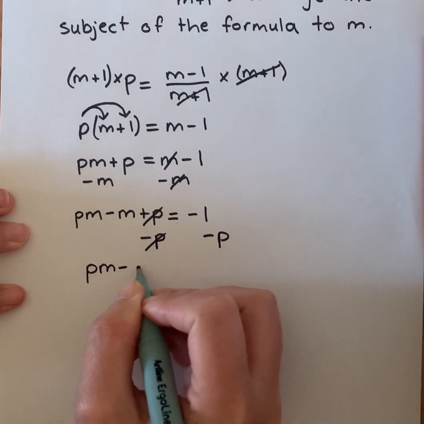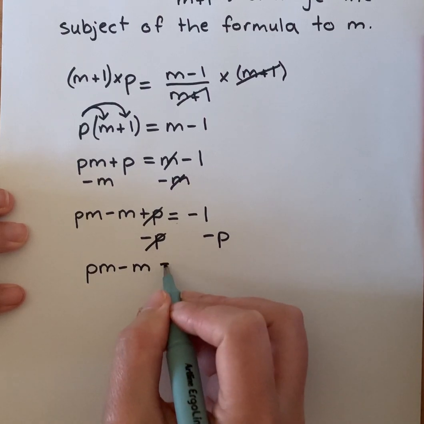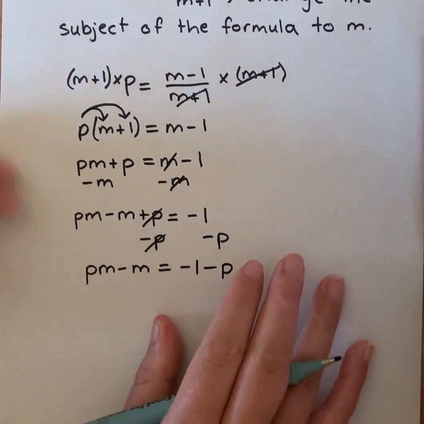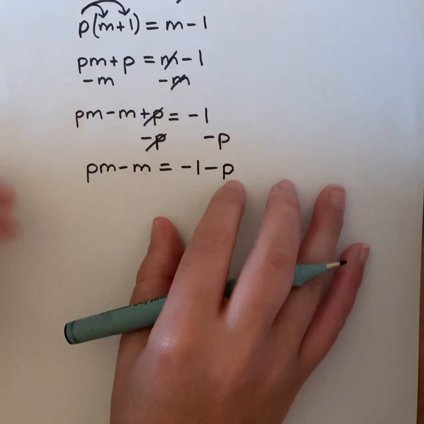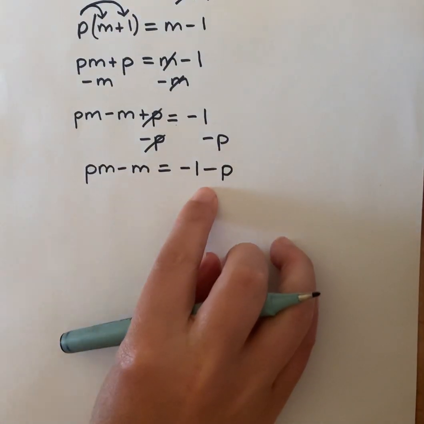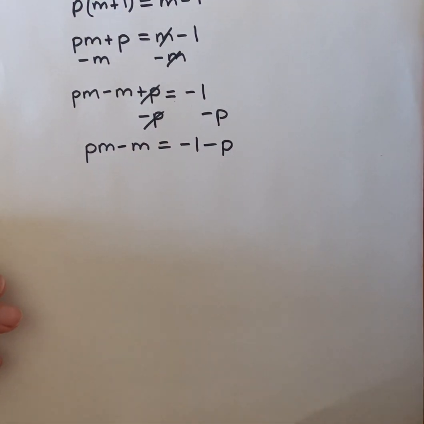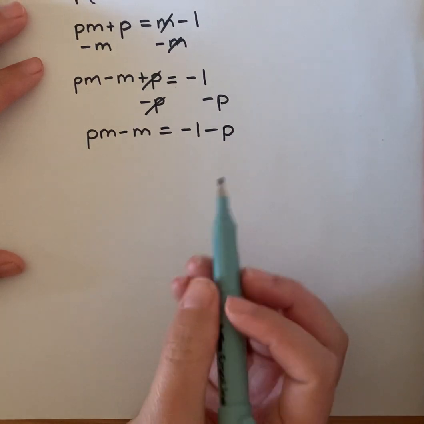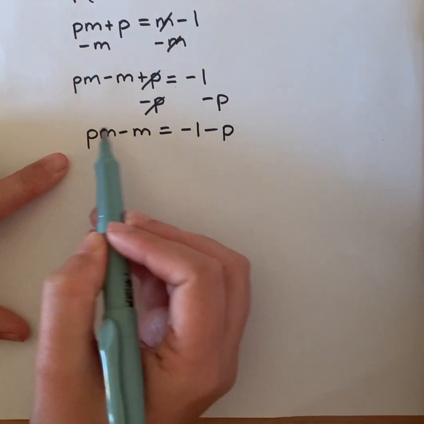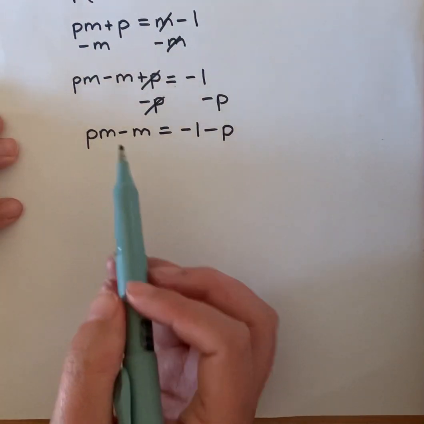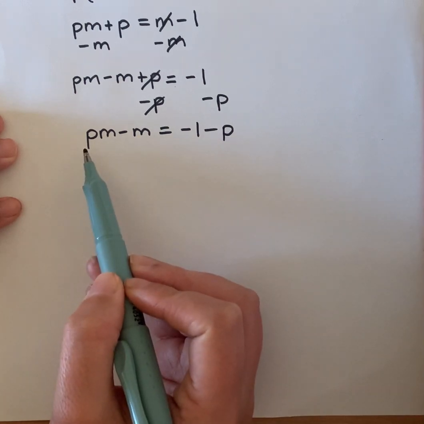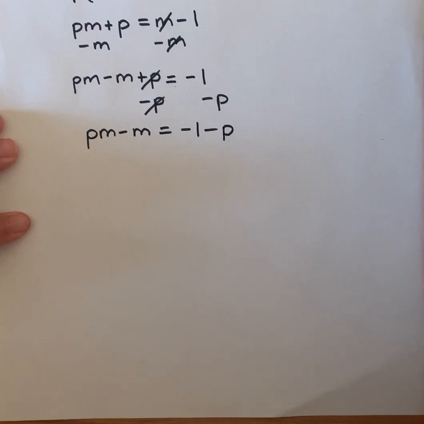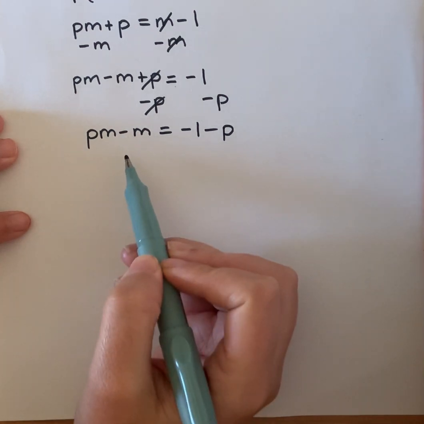So now we're just left with pm minus m on the left-hand side. And on the right-hand side, we've got minus 1 minus p. All right, and we're just going to leave it like that. You could write this another way, but we're going to leave it like this for now because you're not going to get it wrong. It's correct still. It's just a little messy with all those minuses. All right, now we've got our two m terms together. We can't actually subtract m from pm because they're not like terms. So what we can do to get those m's together is we can factorize.